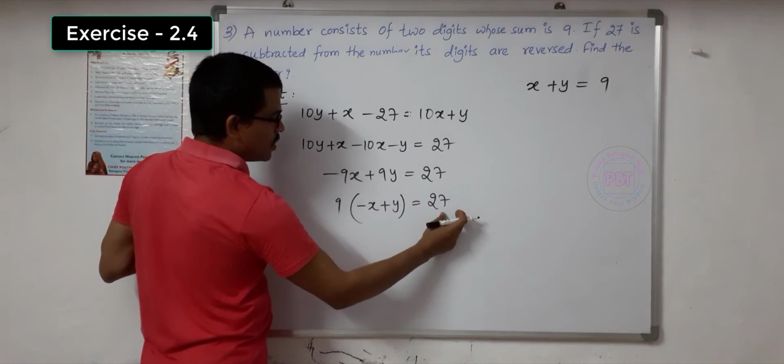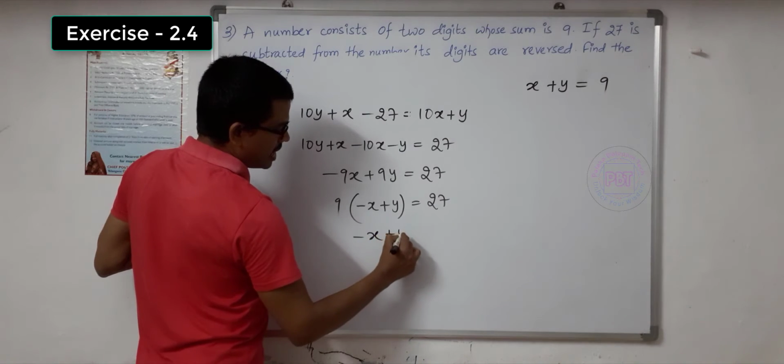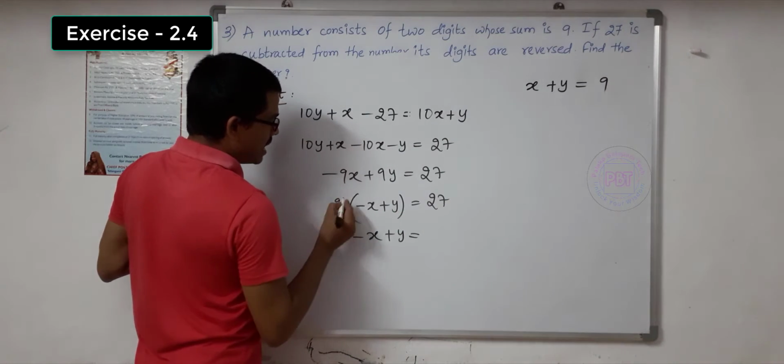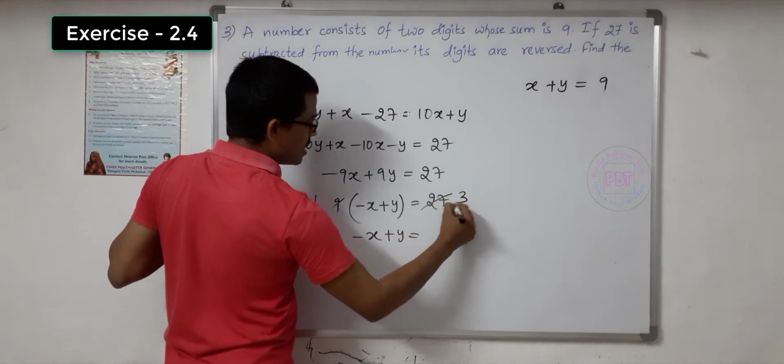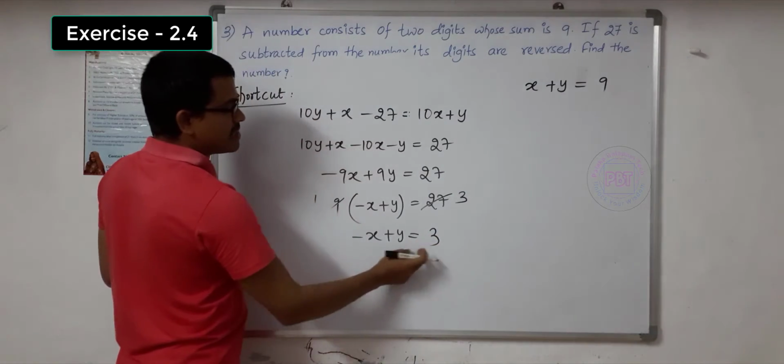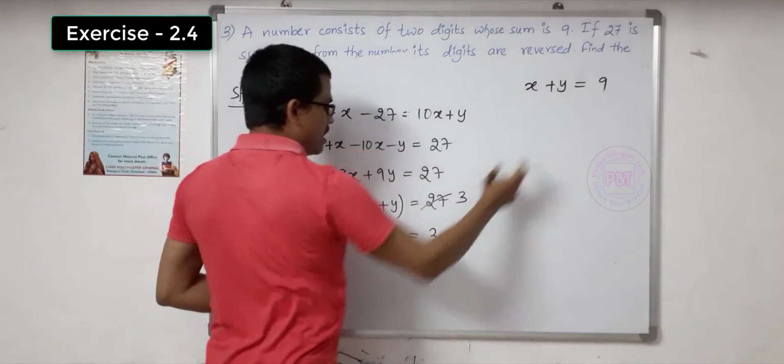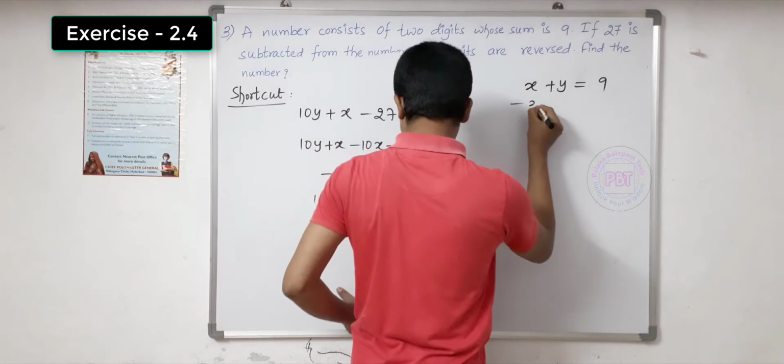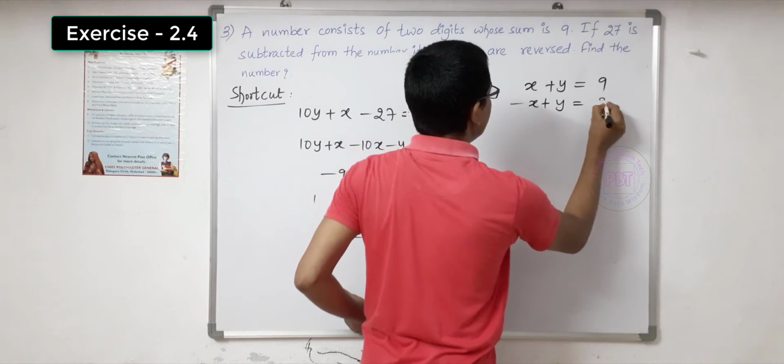This will divide the 27. Minus x plus y equal to 27 by 9. 9 ones are 9, 9 threes are 27. So minus x plus y equal to 3. Solve these two equations. Now I am going to solve them.